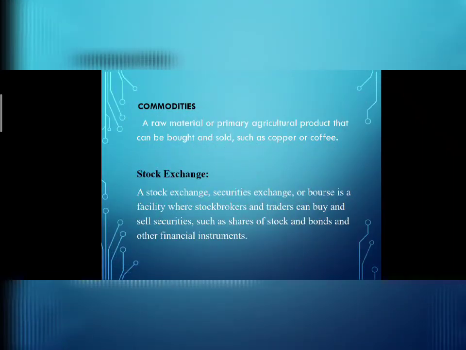Commodities. What are commodities? Commodities are raw materials or primary agricultural products that can be bought and sold. The examples of commodities are wheat, corn, other foodstuff, cattle, cotton, precious metals, coal, oil. These are all examples of commodities.